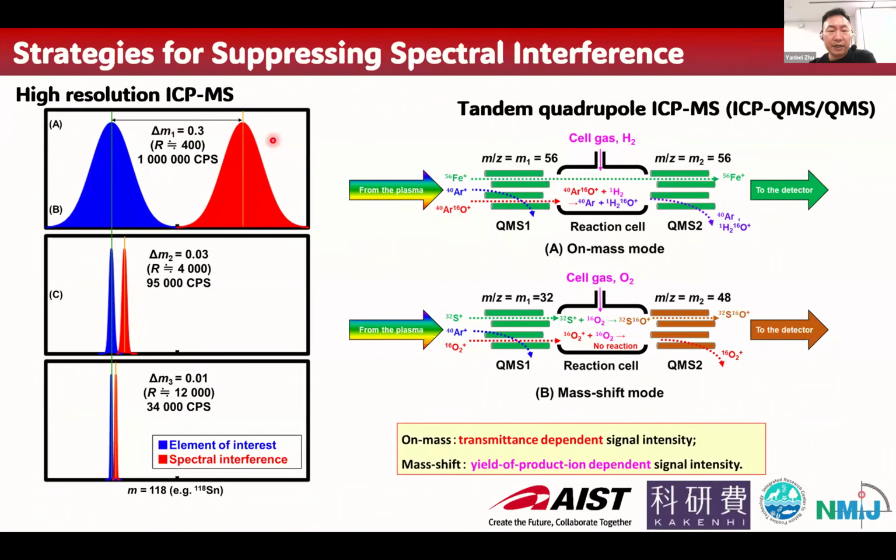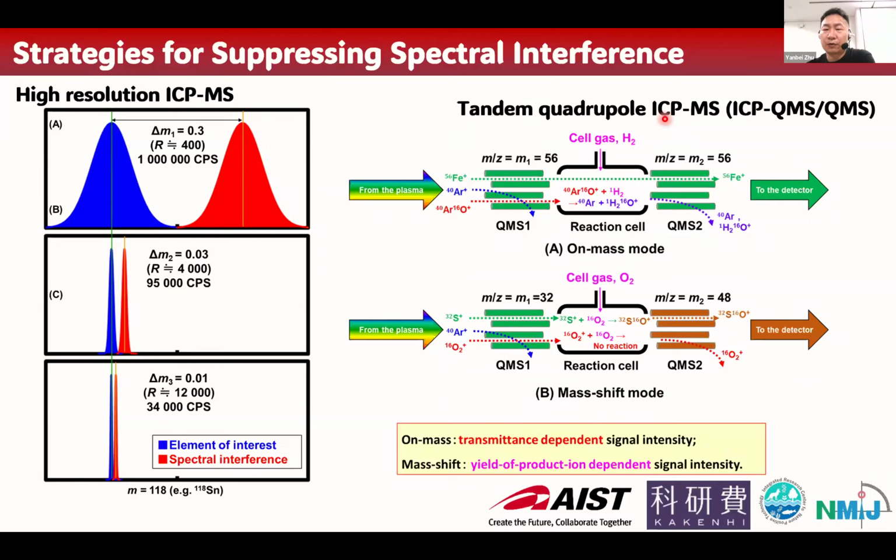Basically, there are two major strategies to suppress spectral interference in ICP-MS. One choice is high resolution. You can increase the resolution to separate a close ion from its interferent, but it also decreases the sensitivity due to the increase in resolution.